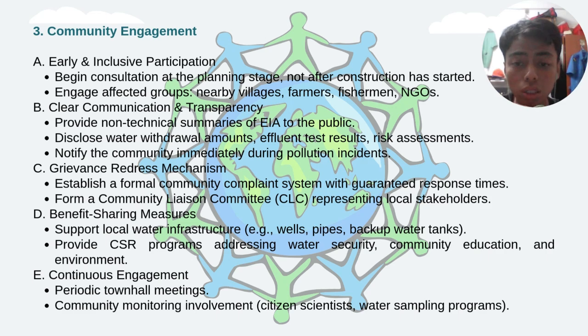Three, community engagement. A, early and effective participation: begin consultation at the planning stage, not after construction has started. Engage affected groups such as nearby village farmers, fishermen, and NGOs.